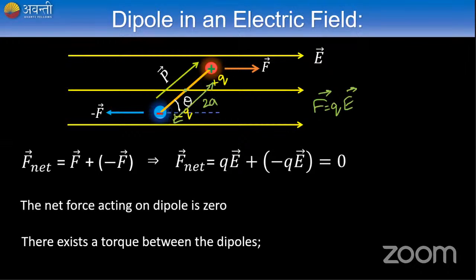then if I keep one of the charges fixed, my torque tau is equal to force times 2a, right?